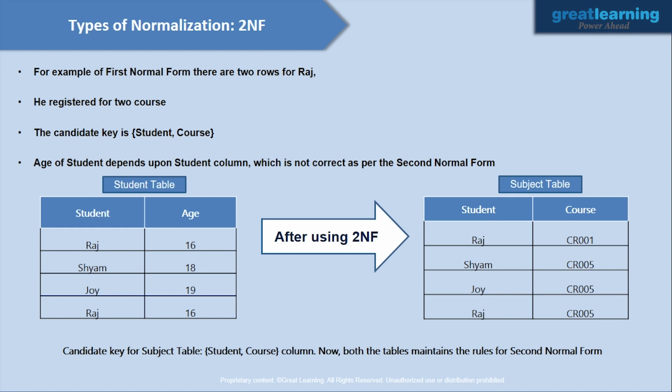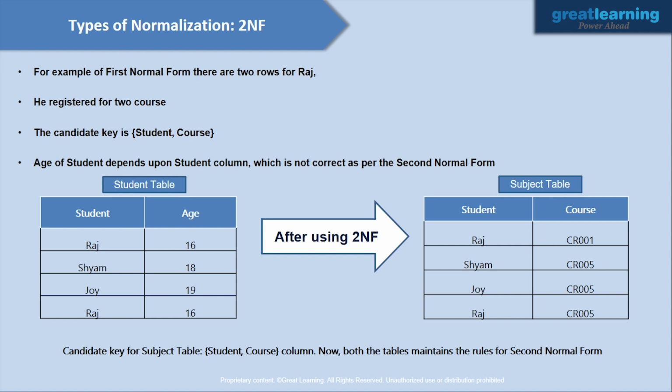The age of students depends upon the student column, which is not correct as per the second normal form. So here, what we need to do is divide our data set into 2 parts, where there will be no dependency with the primary key, right? So you can see we have a student table and a subject table, or you can say the course table. In one table, we have the student column and the age column, right? Which is not dependent on each other.